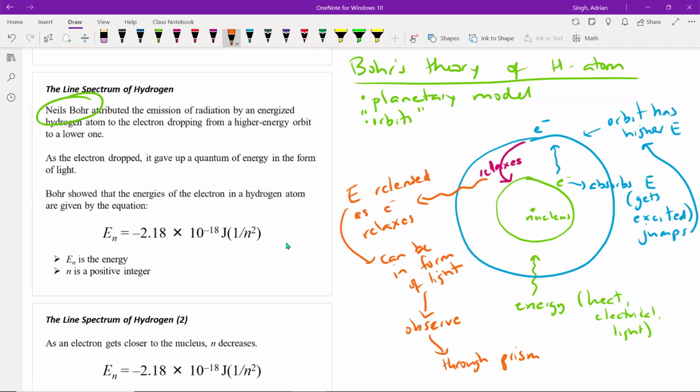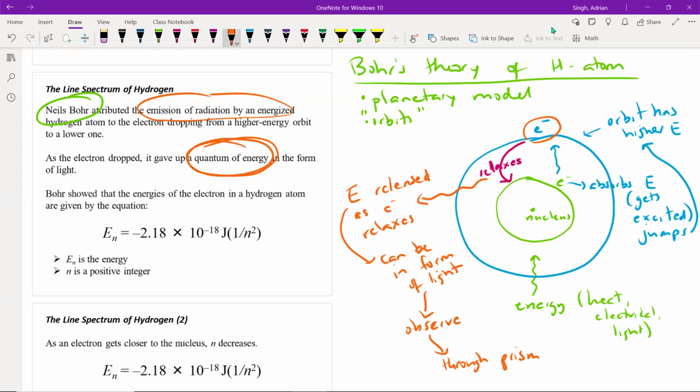Okay, so he attributed the emission, the release of energy, by an energized hydrogen atom. So in other words, this particular electron here that's energized falls back down, and as it drops from a higher orbit to a lower orbit with lower energy, it gave up an amount of energy. So a quantum of energy is what it gives up. We talked about the quantum term before.